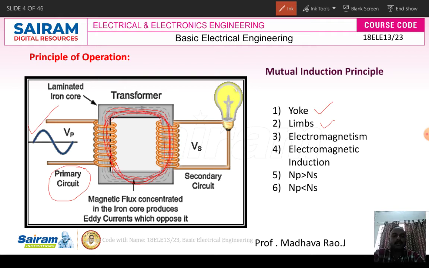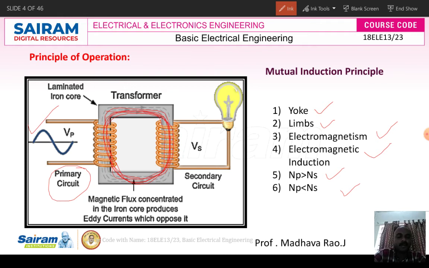Based on the number of turns in the primary winding and the number of turns in the secondary winding, transformers are classified into two types. When the number of turns in the primary winding is more than in the secondary winding, that is NP is greater than NS, the transformer is called a step down transformer. When NP is less than NS, that means the number of turns in the secondary winding is more than in the primary winding, the transformer is called a step up transformer.